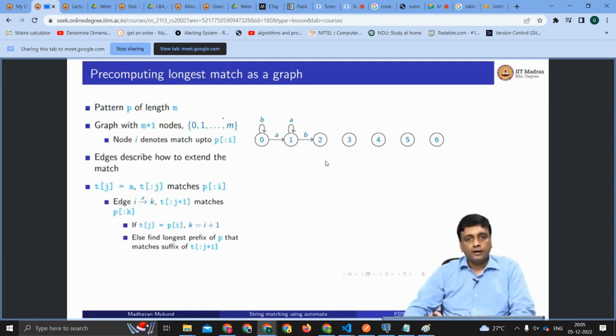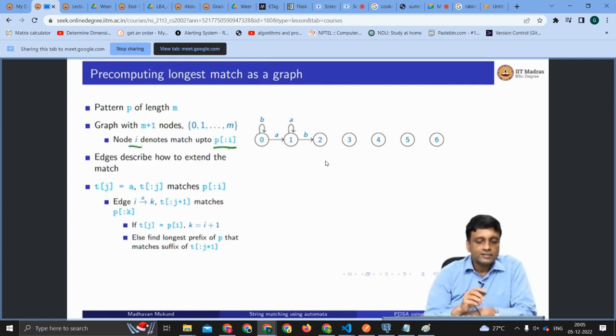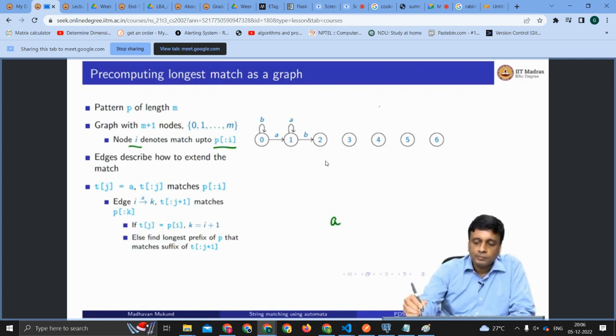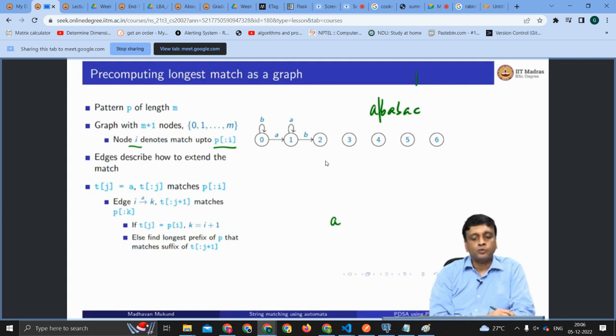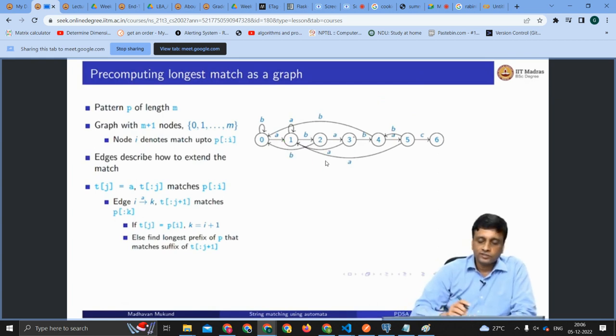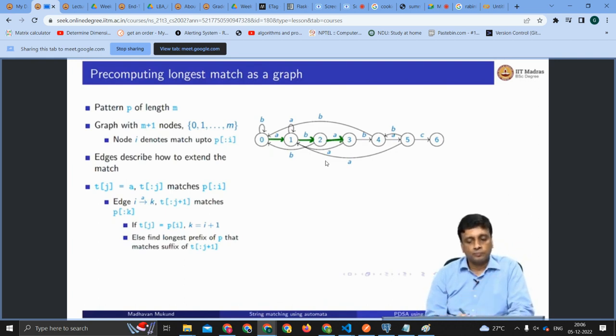The edge will tell me how much the match has extended. The interpretation of node I is that the sequence I have seen so far matches up to position I. Remember that my pattern is ABABAC. If I've seen an A, starting with the empty string, then I have matched up to position 1, so I go from 0 to 1 in my graph. After I see an A, if I see a B, then I've matched 2 positions, so I go forward. As long as I do correct matches, I keep going forward. So an A takes me from 0 to 1. After that, a B takes me from 1 to 2. If I see an A after that, then I match 3 characters and so on.